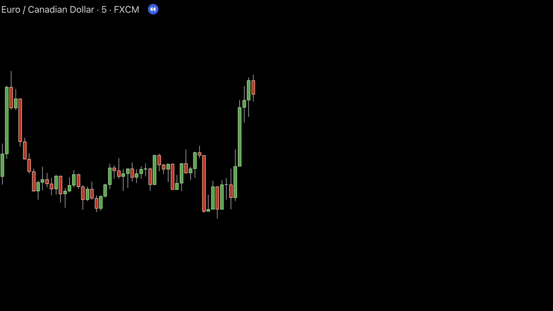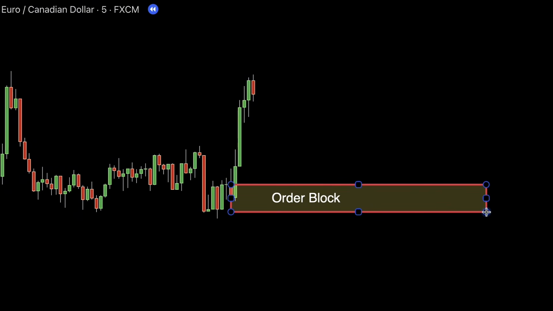Let me walk you through a powerful example of how dynamic top-down analysis can help us validate a trade setup on the Euro-Canadian dollar 5-minute chart. We start on the 5-minute chart, where we spot a potential bullish order block. Several factors confirm this order block as valid.